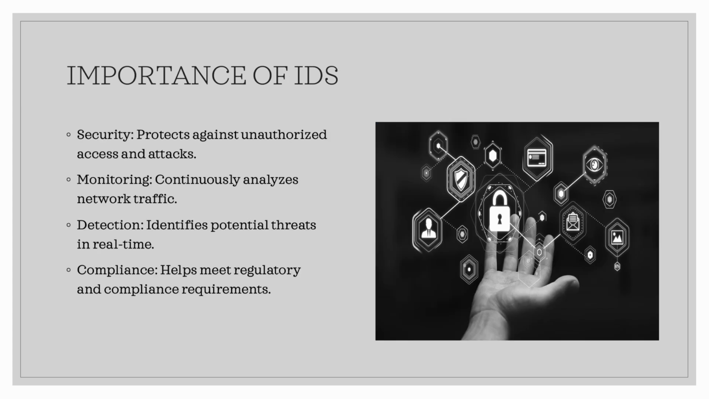Going deeper into the importance of IDS, the first thing is security. It protects against unauthorized access and attacks, as it has constant vigilance. IDS continuously analyzes network traffic and system activities. Immediate detection: threats are identified as they occur, allowing for timely response and proactive defense. By detecting threats in real time, IDS can prevent potential damage. The second thing is monitoring. It continuously analyzes the network traffic. And the third thing is detection. It identifies the potential threats in real time.